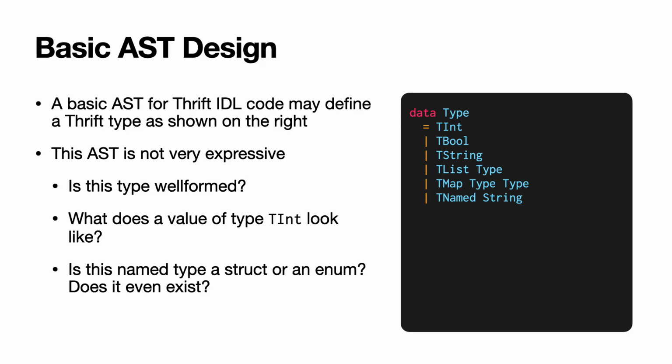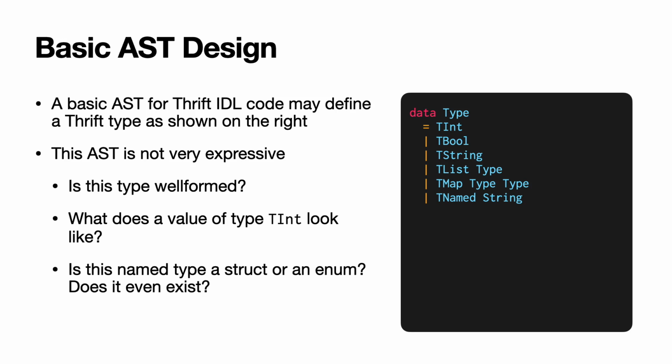Let's start by discussing the design of the abstract syntax tree for the Haskell Thrift compiler. On the right, you can see a potential implementation of the representation of a Thrift type within the compiler. We have three base types, ints, bools, and strings. We have two collection types, lists and maps. And then we have a named type, which could be either an enum or a struct or a type alias.